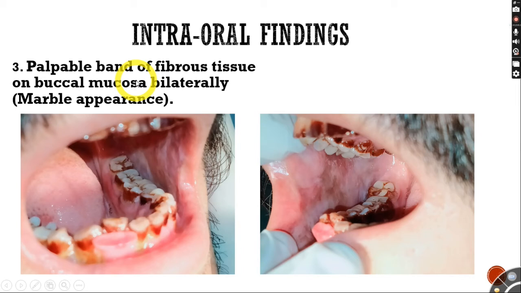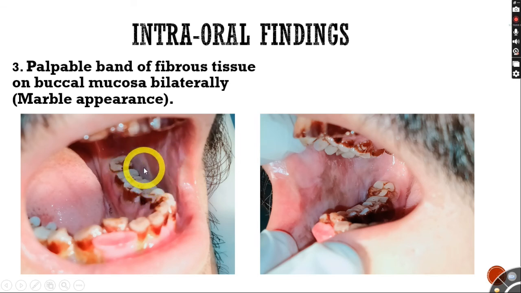The third intraoral finding was that the patient had palpable bands of fibrosis on the buccal mucosa, that were bilaterally present, as you can see in these clinical pictures. As you can see, the fibrosis and whitening of the buccal mucosa, this appearance is known as marble appearance. Marble appearance is because of two reasons.